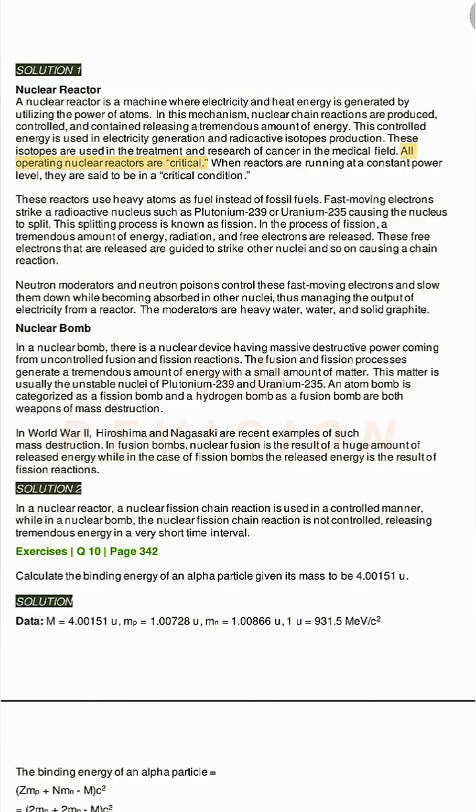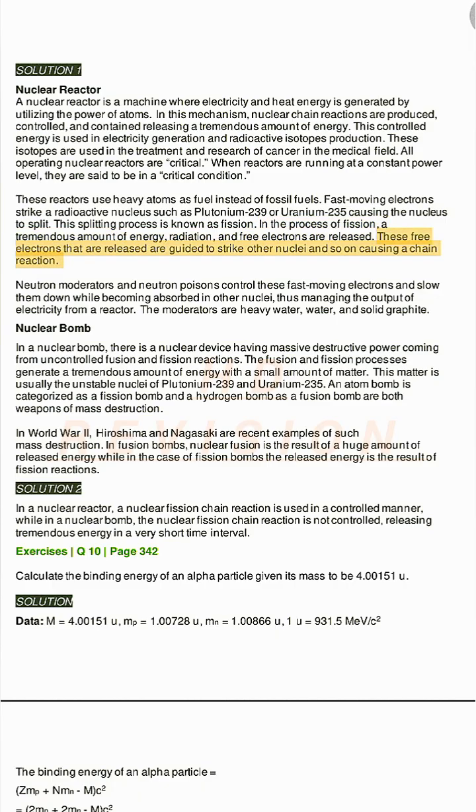All operating nuclear reactors are critical. When reactors are running at a constant power level, they are said to be in a critical condition. These reactors use heavy atoms as fuel instead of fossil fuels. Fast-moving neutrons strike a radioactive nucleus such as plutonium-239 or uranium-235, causing the nucleus to split. This splitting process is known as fission. In the process of fission, a tremendous amount of energy, radiation, and free neutrons are released.